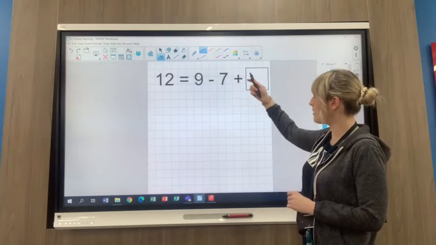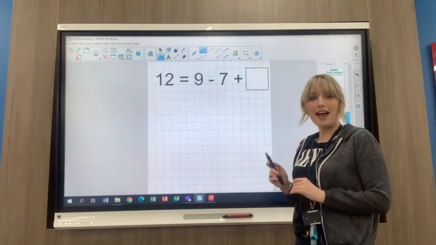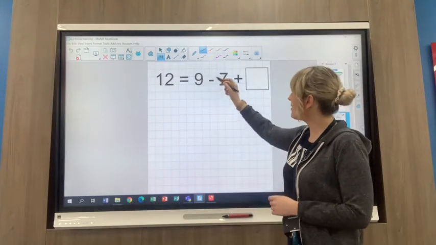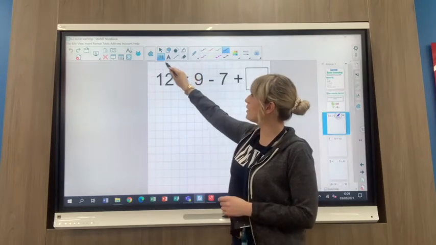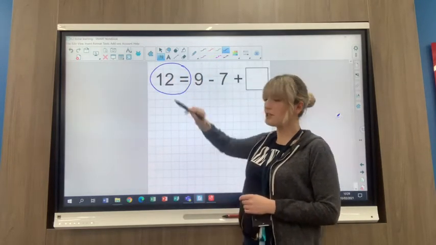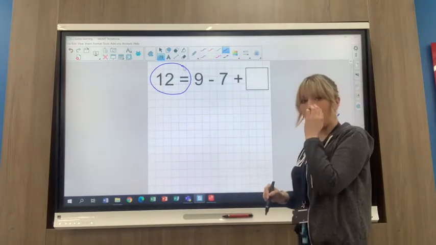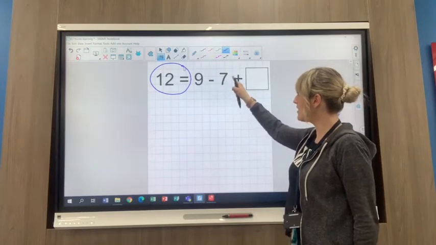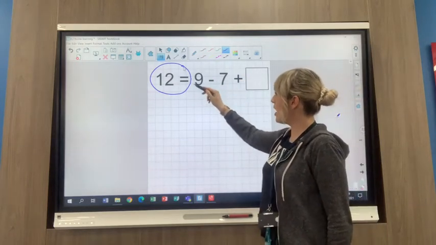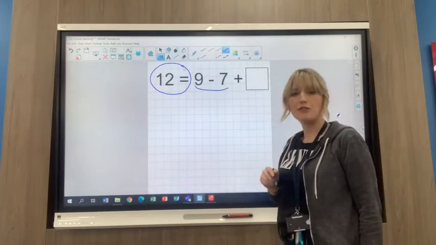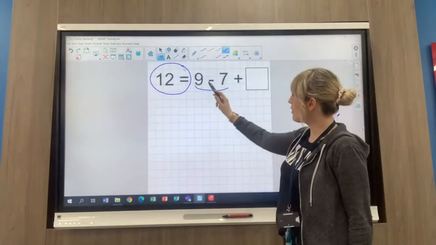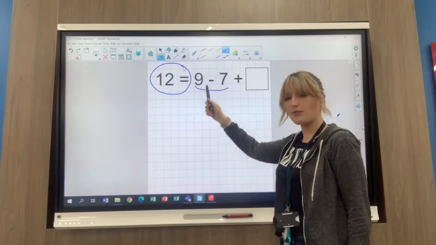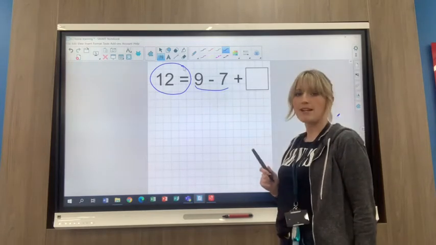On this question, I've got 12 equals 9 take away 7, add something. So I've got a missing number here. Don't let this question trick you because the answer's at the beginning again. I'm going to put a circle around that, and you could do the same in your questions just to remind yourself that that's the answer. So I know 9 take away 7, add something. I know I've got to do this part of the question first. It's got 3 numbers in my number sentence, so I need to do the first step first so I can figure out what that missing number is.